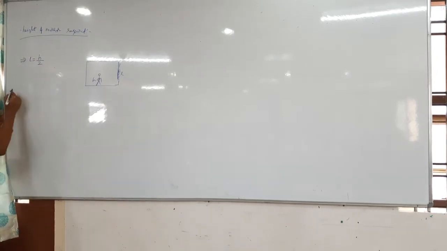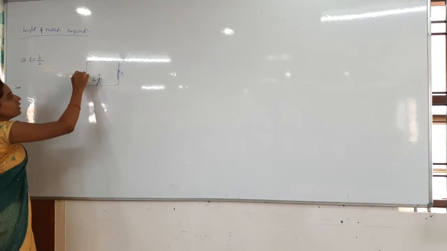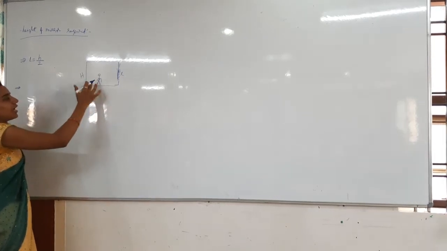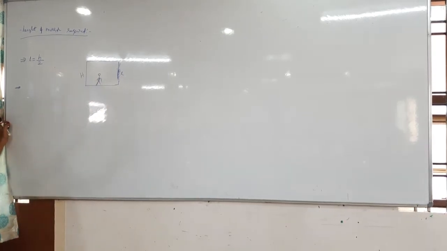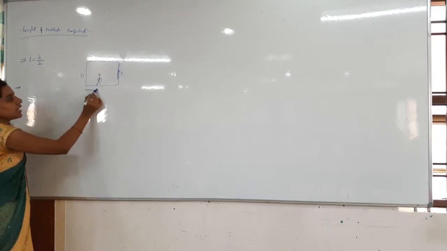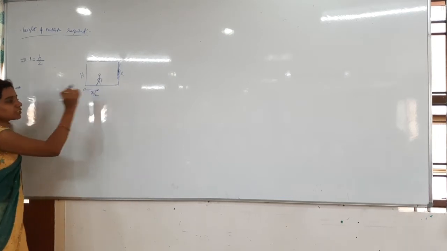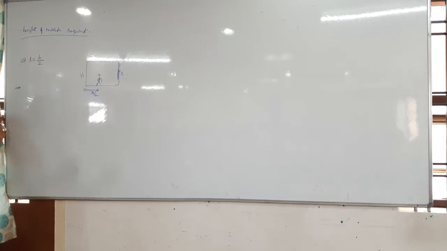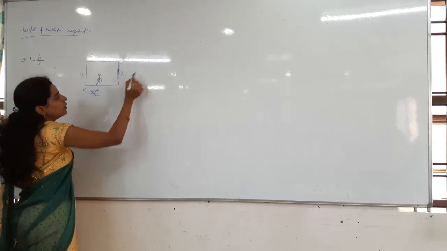Then the next case is the wall. You want to see the full image of the wall. Here, let me take the height of the wall as H. The height of the person is not necessary at all. But here the person is exactly standing in the middle of the room, at X by 2. At that time, he will see the entire room in the mirror.